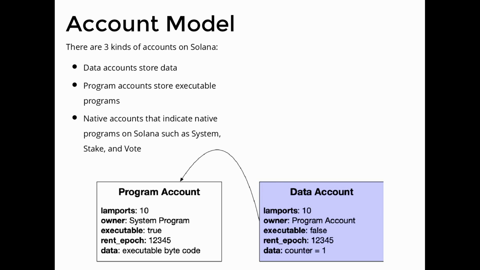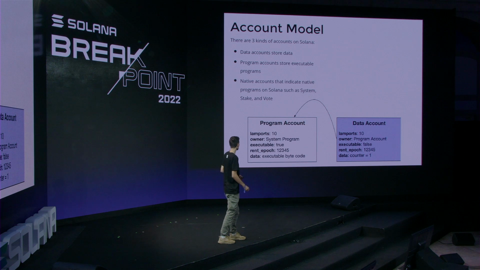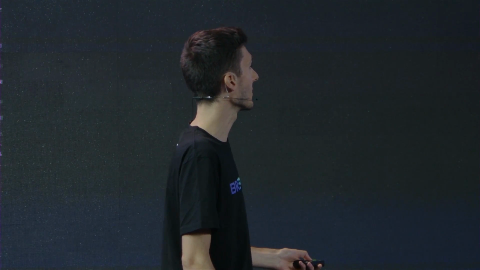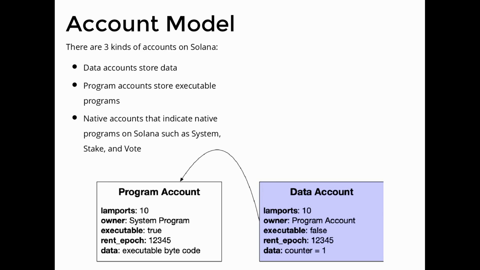So below here, we have a program account. Any program account, so a smart contract, is owned by the system program of Solana. And on the blockchain, it will say that it's an executable account. So it means it can execute some code, and the data is stored on the data property, and it's the executable bytecode that the blockchain will use to execute the smart contract, the program.